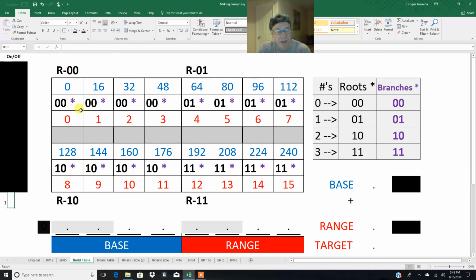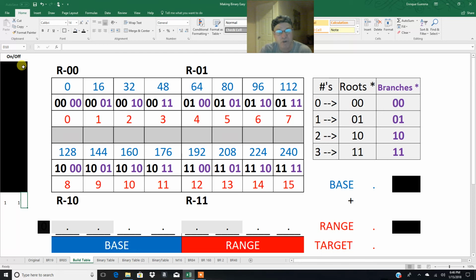Now we're going to put the branches. Each one of these roots has one of these branches. So let's go ahead and put the branches in there. 0, 0, 0, 1, 1, 0, 1, 1, repeating the same pattern for each root. We're done with the table. Just like that. I mean, this table is so easy to build. It's systematic, and so it's very, very simple.